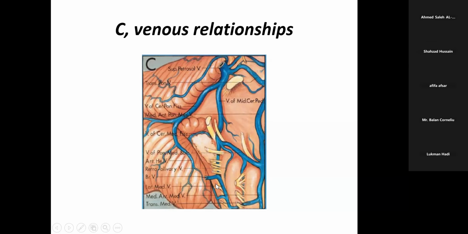And we can see that this is the retroolivary sulcus, so this is the vein which is running in the retroolivary sulcus. This is the lateral medullary vein that we can see, which is running on the lateral surface of the medulla. Then there is a medial anterior medullary vein, which is running on the anterior surface of the medulla, just in the midline. And then there is a transverse medullary vein, which is basically going to be coursing from the anterior surface to the lateral surface and then going on medially.